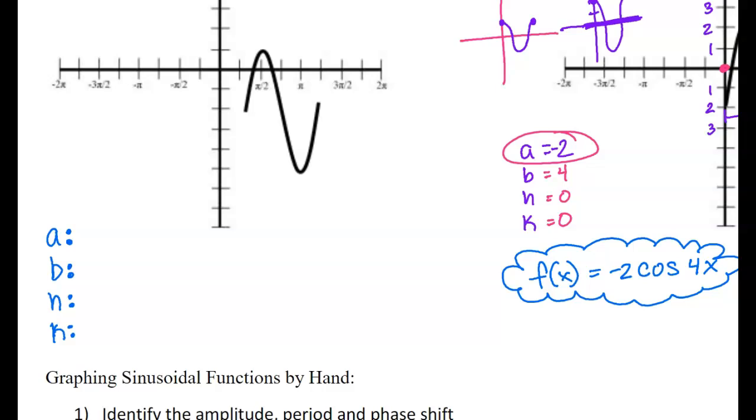All right, so I need to find A, B, H, and K. What is my A value? There's two ways to find it. Either look at the center of your graph and count how much it takes to get to your max, or you can take the full height of your wave and divide it by 2.